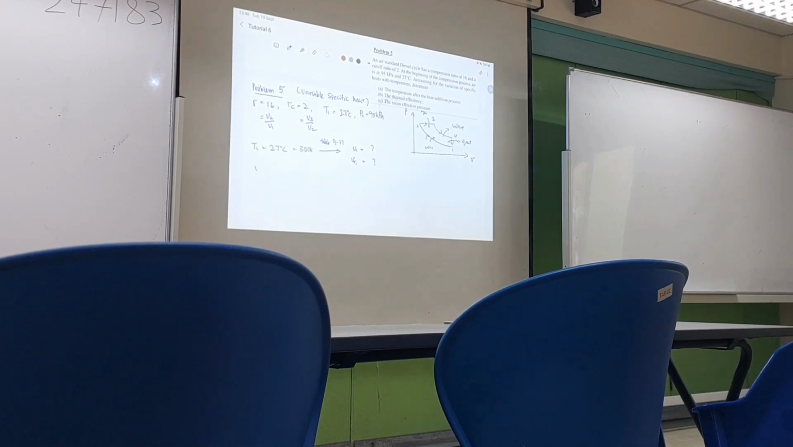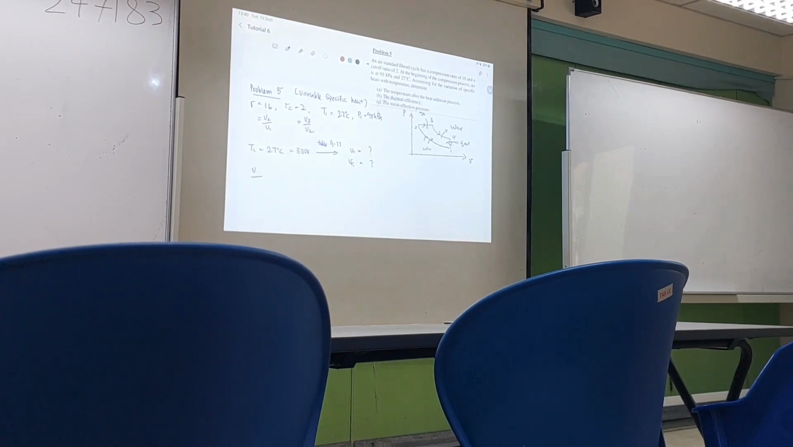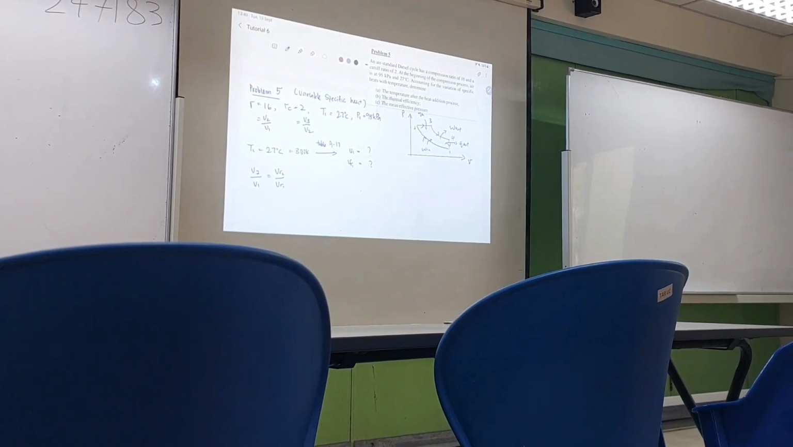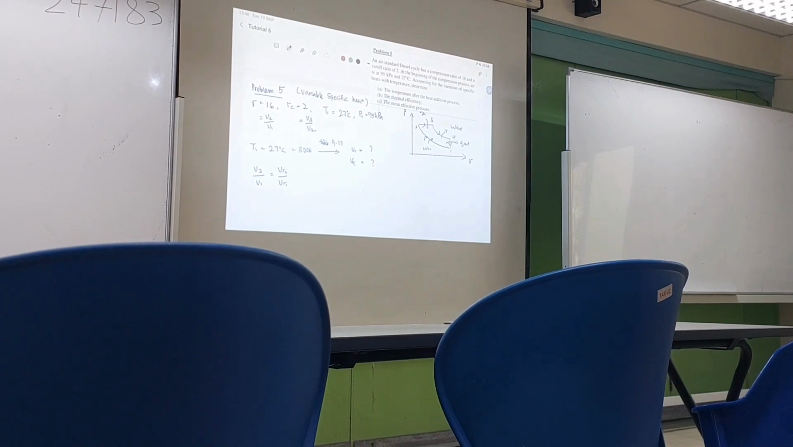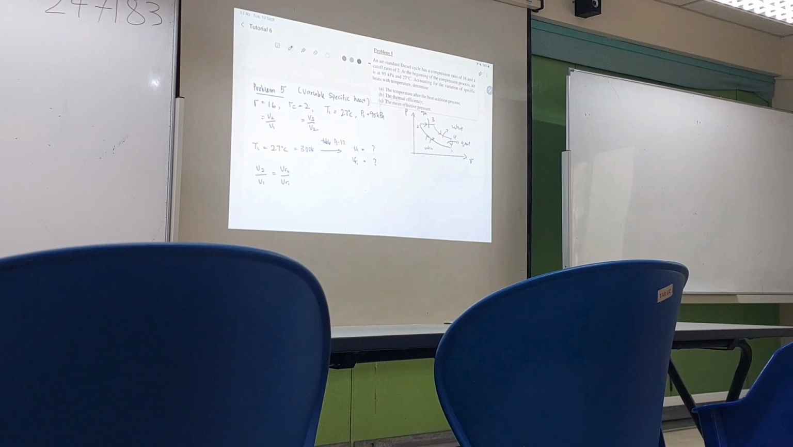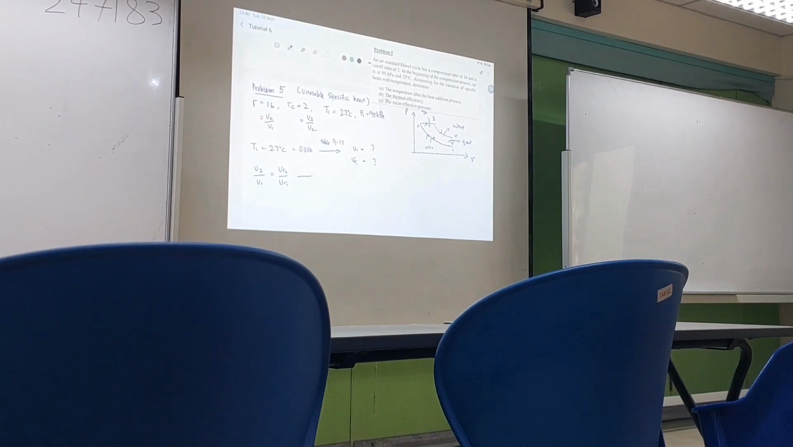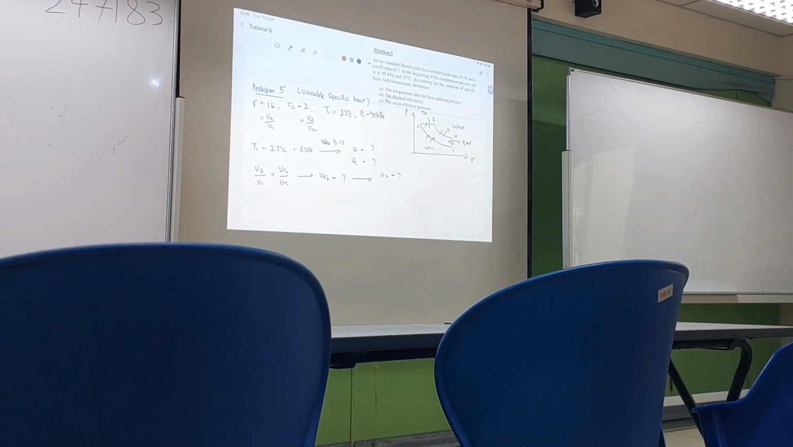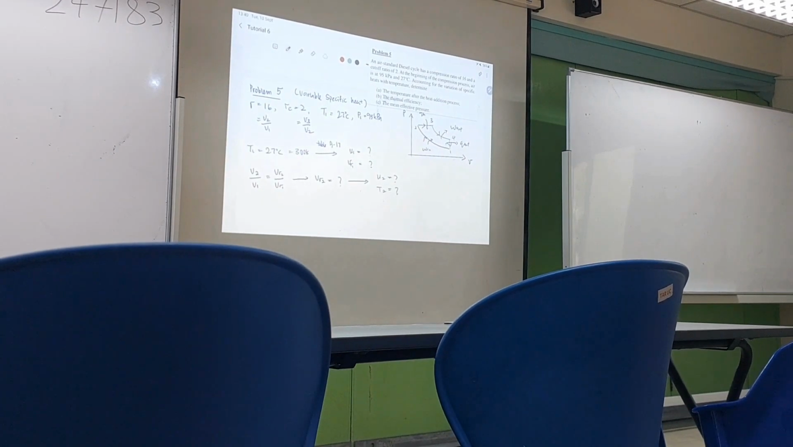Once you get vr1, you use V2 over V1 equals vr2 over vr1. So these two ratios should be the same. That is the whole reason why we have the vr value in the table. From here, you can calculate the vr value, and this will lead to the u2 value. Or, since in this case you need to look for temperature, you can find T2.